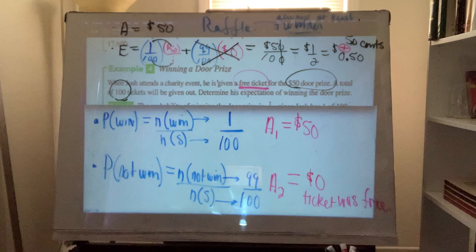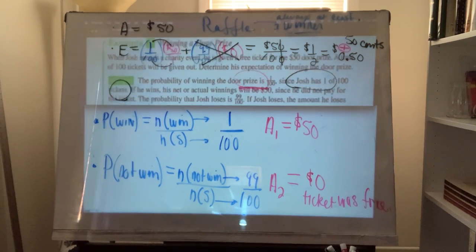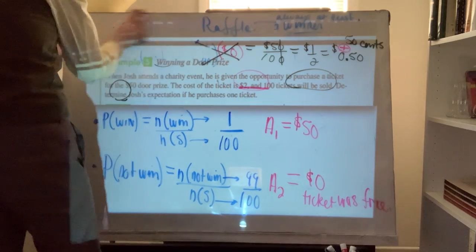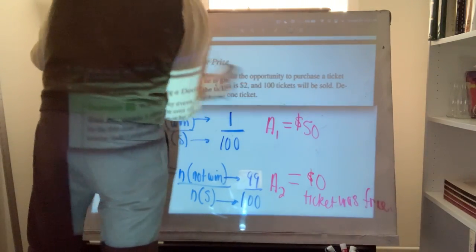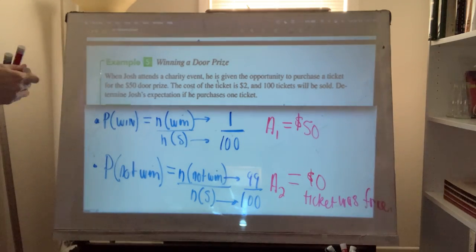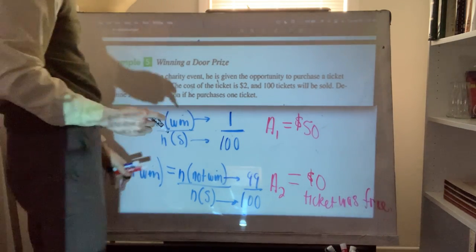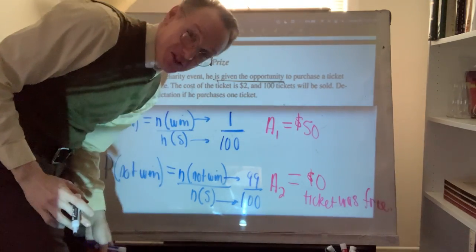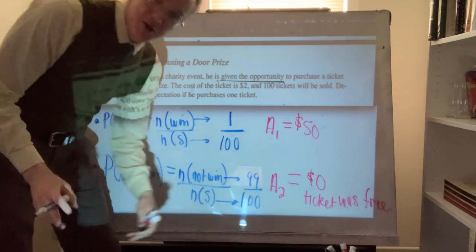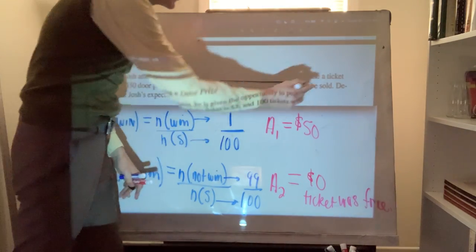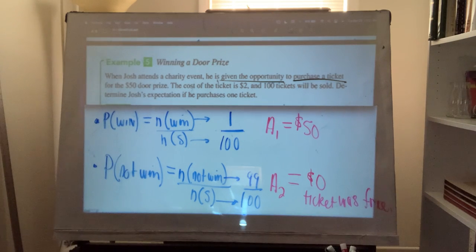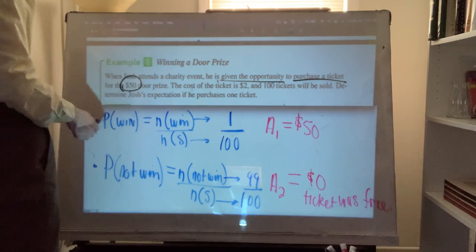Example 5 is changing the conditions ever so slightly. Now, we went from him having a free ticket to this case, look what happens. In this description, example 5, when Josh attends a charity event, he is given an opportunity. You have the amazing opportunity to participate, to purchase a ticket. Well, lucky me, right? For $50, same price, he has to pay in this case.